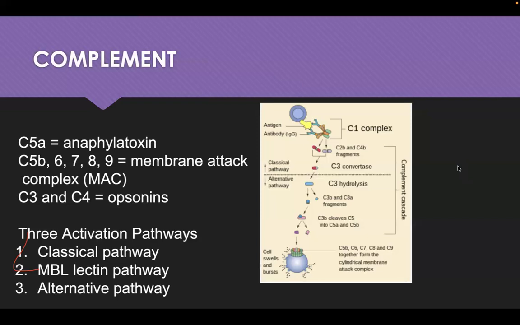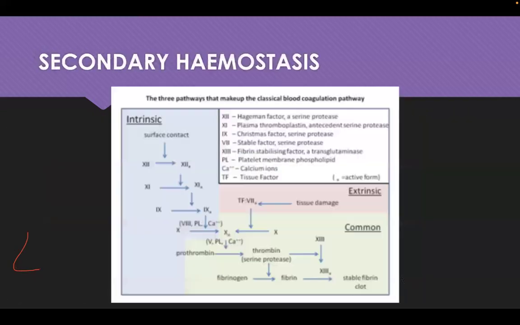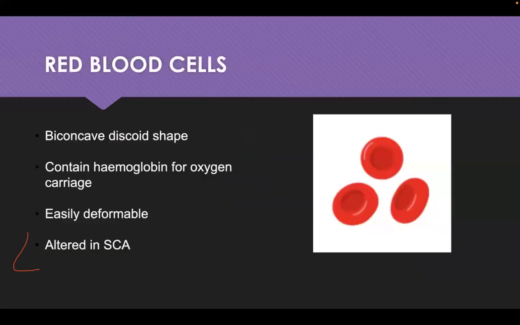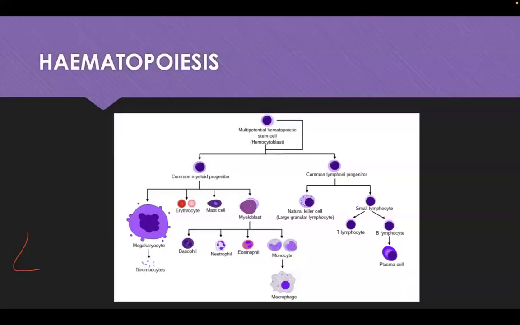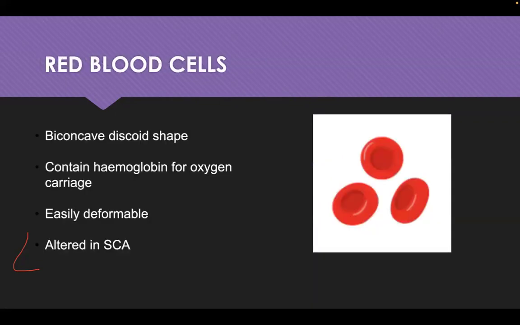Okay, so what we've done now, we'll just have a little bit of a recap of everything so we know what we need to know. So this is the general overview. We want to understand what a HSC is and how it goes into two lines. We have our myeloid line and we have our lymphoid line, and there are the specific cells which are made in these lines.